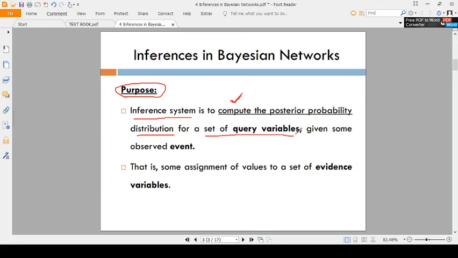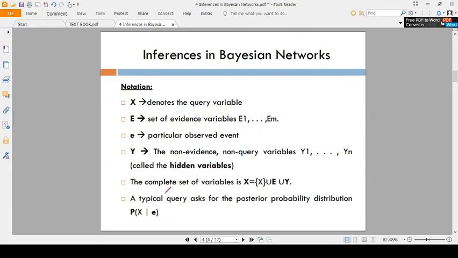For these query variables, you have some observed events. Finally, you are assigning values to the evidence variables. So finally, the purpose is you are calculating the posterior probability distribution for a set of query variables. Next, what is the notation?